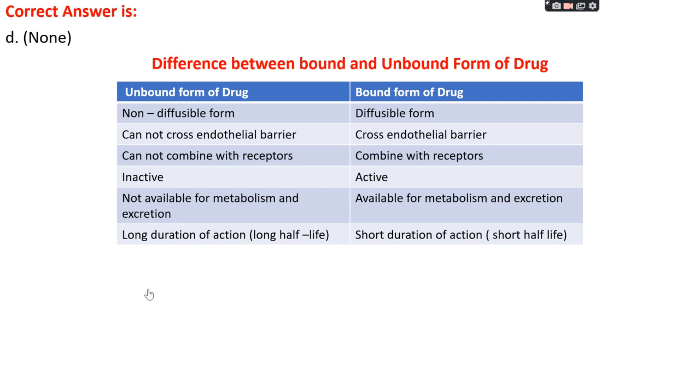Free form of drugs are the diffusible form, while bound form of drugs are the non-diffusible form. Free form of drugs can cross the endothelial barrier, but bound form cannot. Similarly, free form of drugs can combine with the receptors, are in active form, and are also available for metabolism and excretion, and they have a short half-life, while bound form of drugs are inactive forms and they cannot combine with the receptor, they cannot show their pharmacological actions, and they are not available for metabolism and excretion too, and they have a long duration of action, that is, a long half-life.